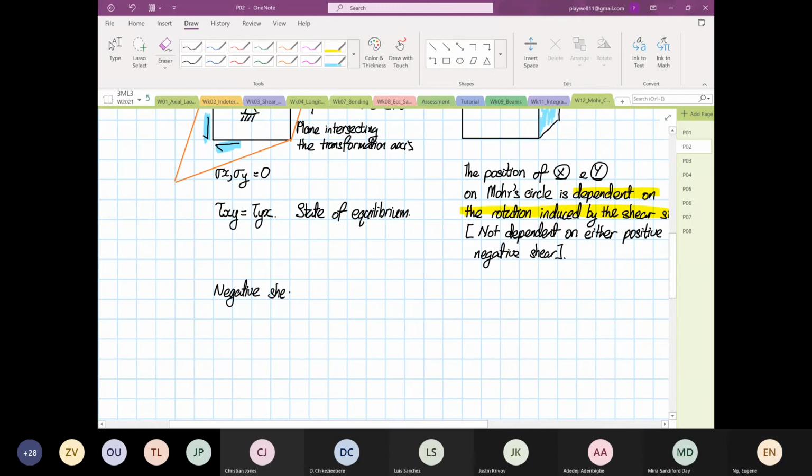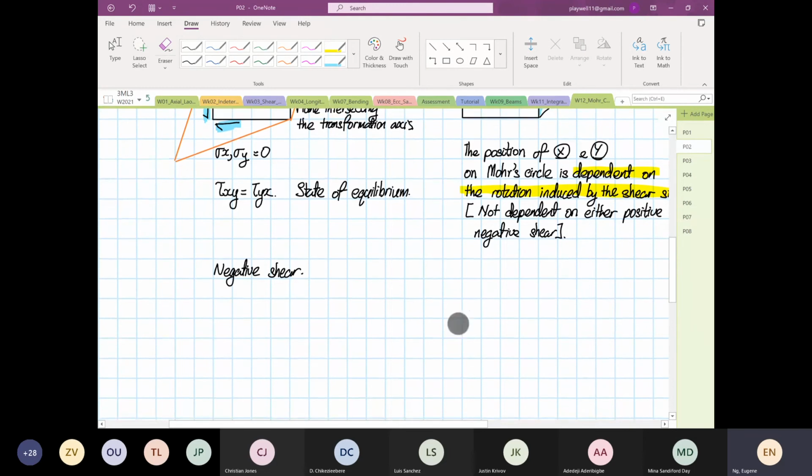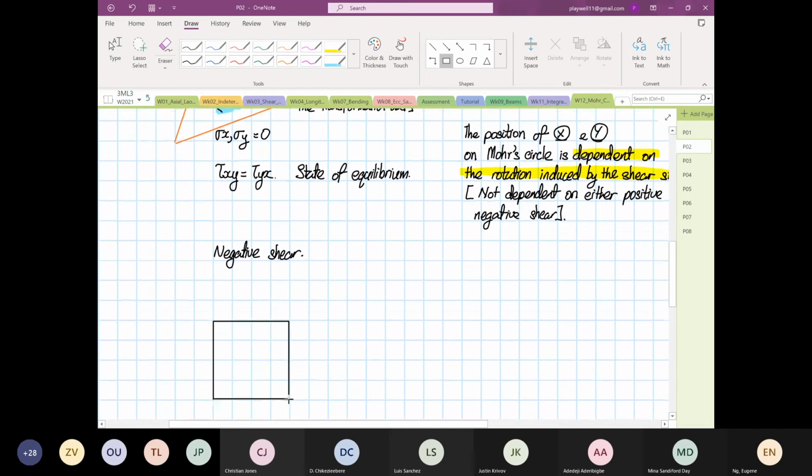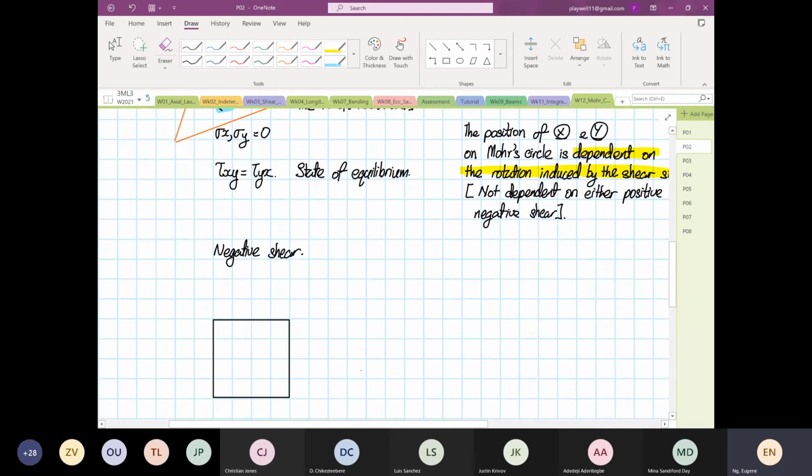Shear. Okay, in a negative shear. So negative shear looks like this. Right? That is negative shear. And again, this is our point X. And this is our point Y.